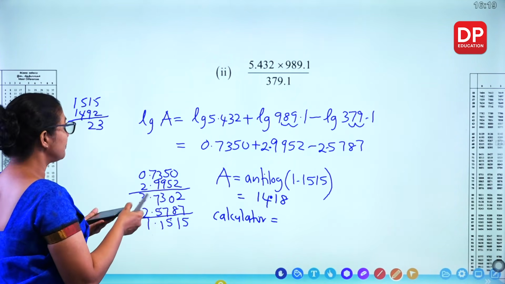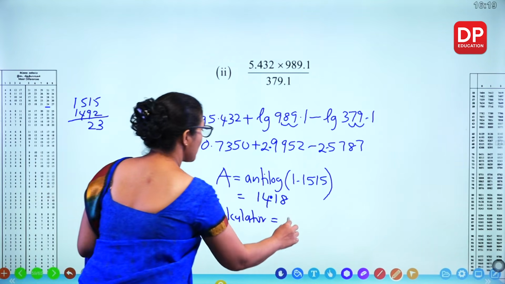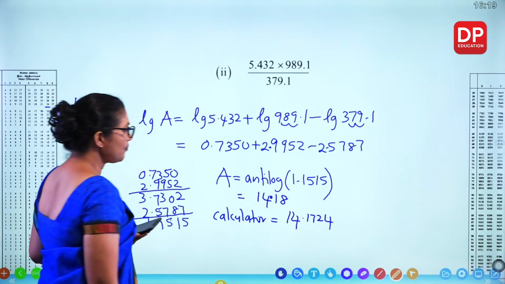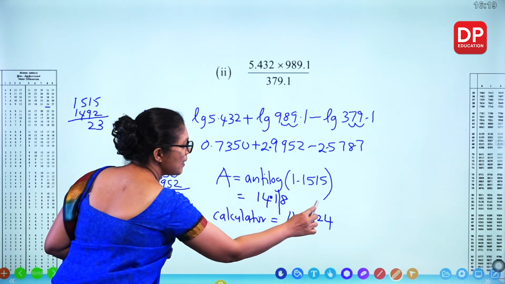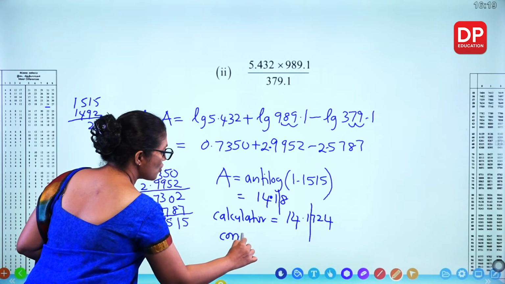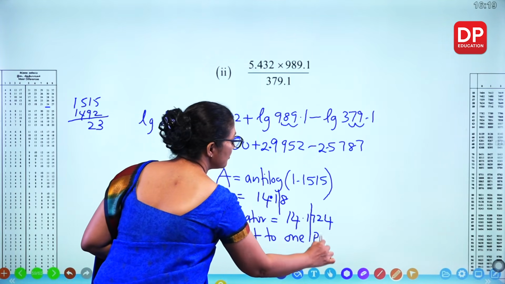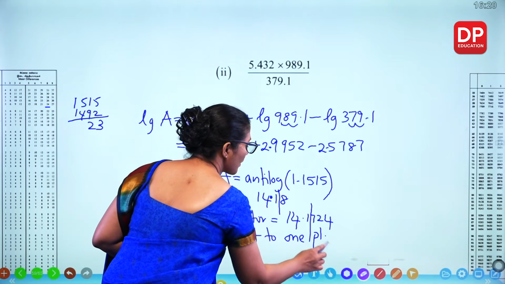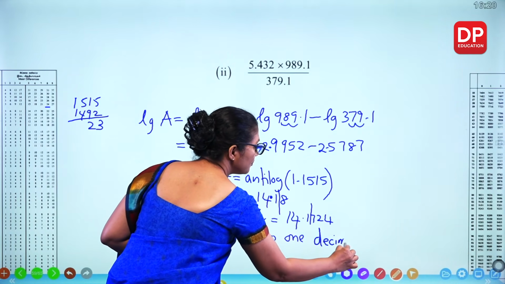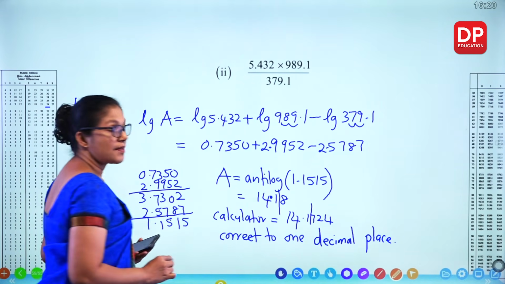Now we'll see what's the calculator value. Calculator gives 14.1724. Correct to 1 decimal place, it is the same. So we can write correct to 1 decimal place. Answers are the same.